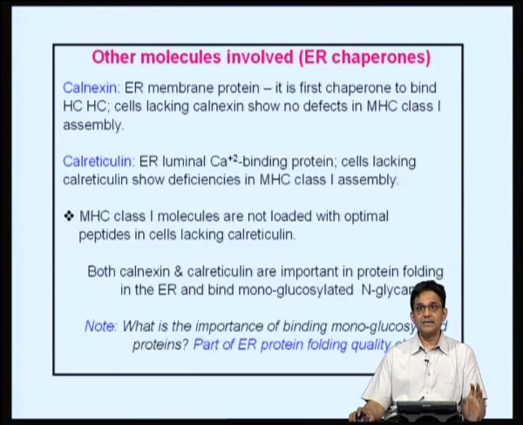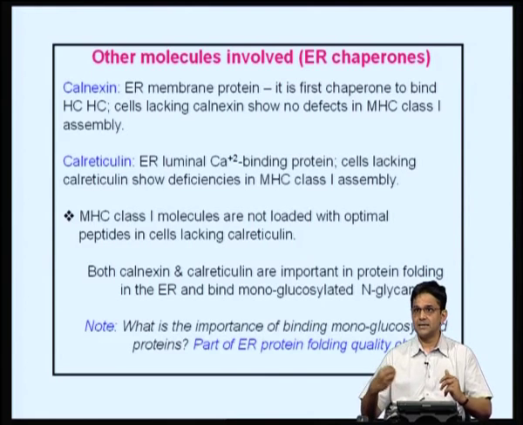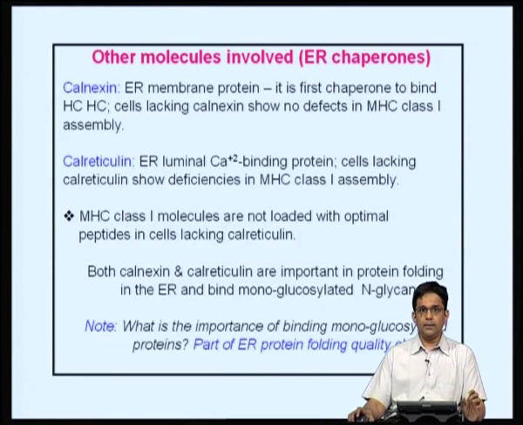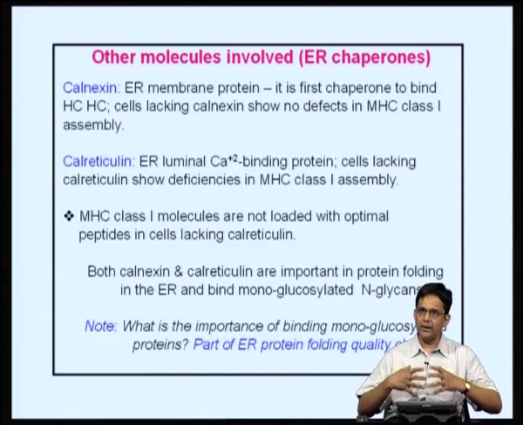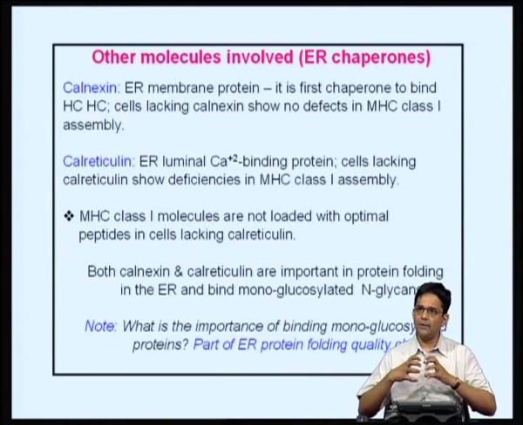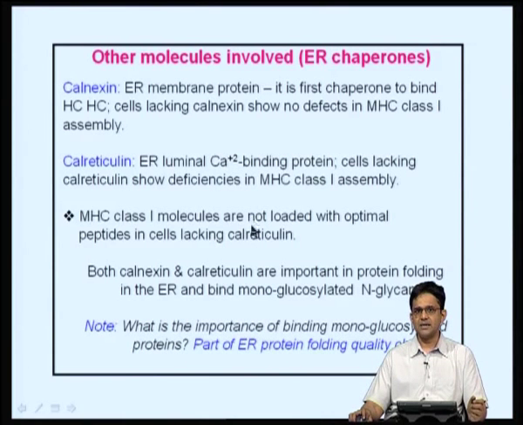Calreticulin is similar to calnexin, except that it is luminal, not membrane bound. In the ER, it was shown that in calreticulin lacking cells there are some defects in MHC class 1 assembly. Of course, those defects are not as much as in the primary ones that we discussed, which is beta 2 microglobulin, TAP and so on. What was shown is that MHC class 1 molecules are not loaded with optimal peptides. That means the peptide binding on it is not optimal. Calreticulin is part of the peptide loading complex, so if calreticulin is not there, perhaps the peptide loading is not that efficient, which is why it results in this phenotype.